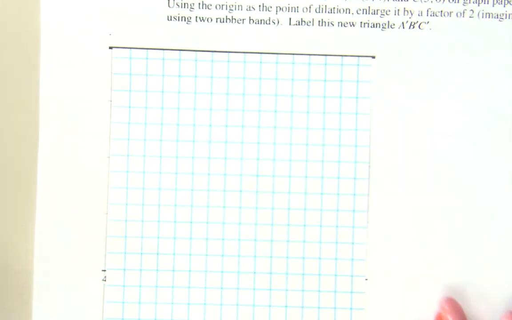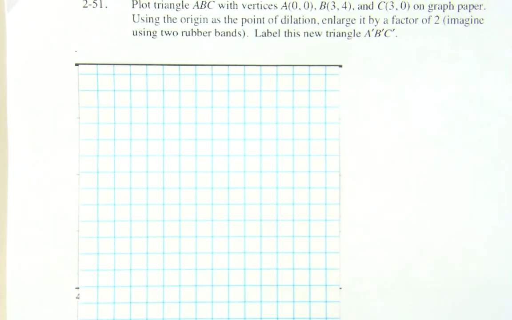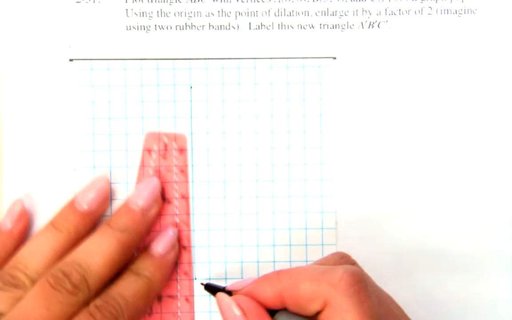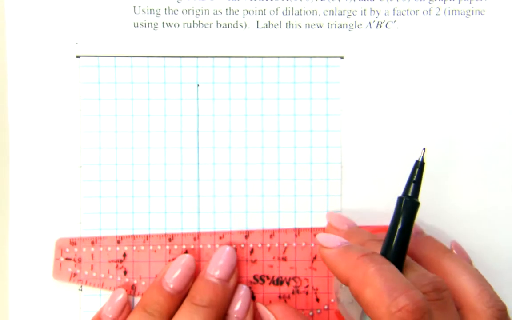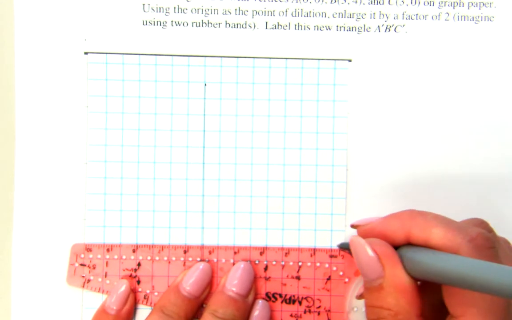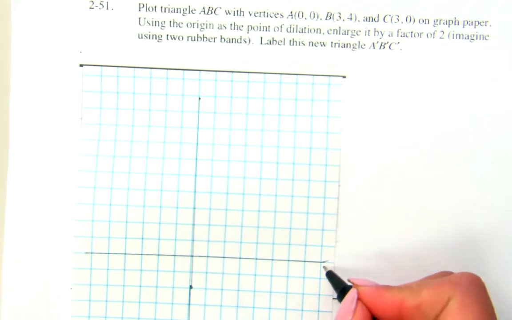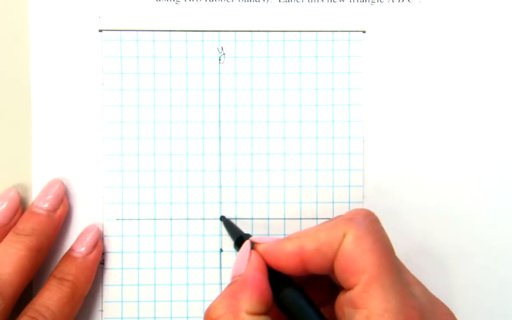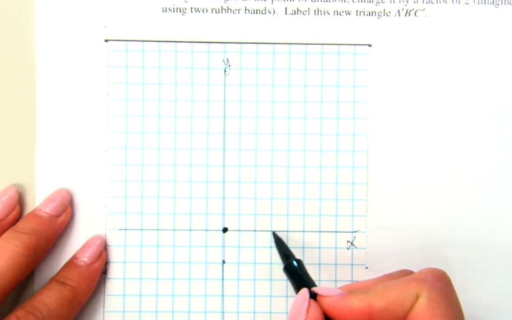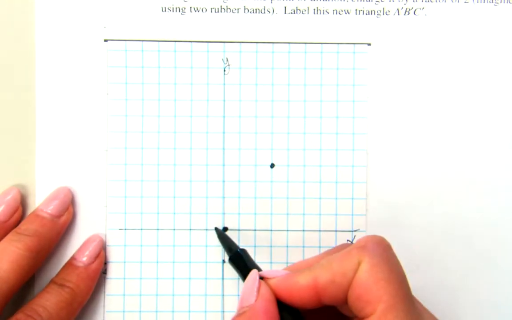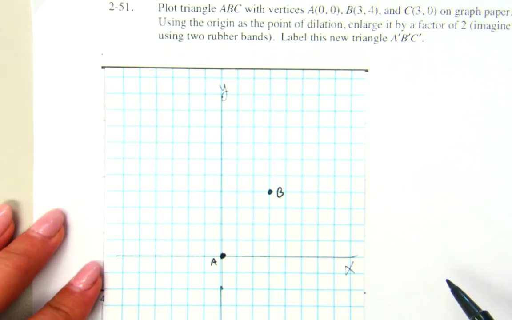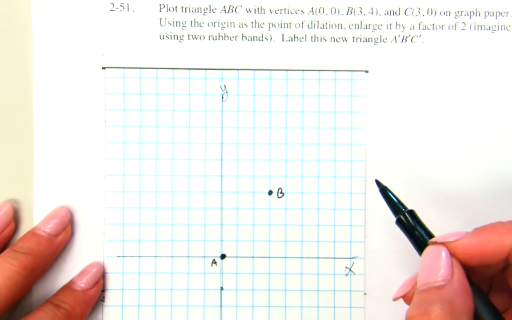All right, we have to draw our x and y axis. And hopefully this doesn't get too crazy. Dilation sometimes can get way big and then it can get a little ugly. X and Y. Alright, so we're going to plot our points. A is at 0, 0. B is at 3, 4. Here's A, here's B. And then C is 3, 0.